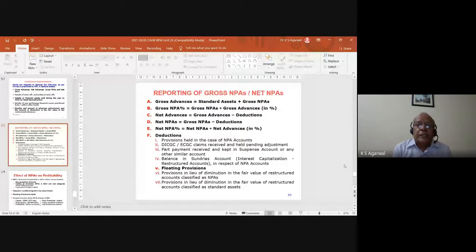On deductions, what are allowed? Deductions are provision, as we all know, DICGC and ECGC claims received, part payment received and kept in suspense account, balance in sundries account, interest capitalization in restructured accounts, floating provision, provision in lieu of diminution in fair value of restructured accounts classified as NPAs and classified as standard accounts. These are the deductions permissible. So how we calculate gross NPA percentage and net NPA percentage should be clear to us.